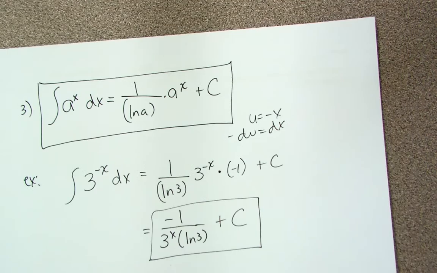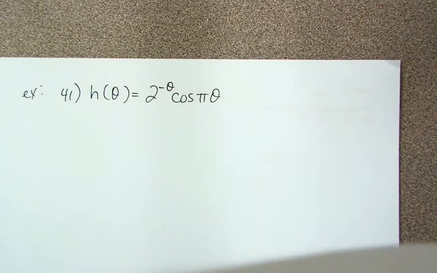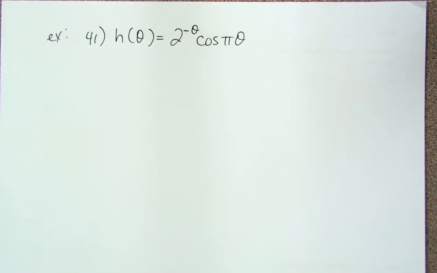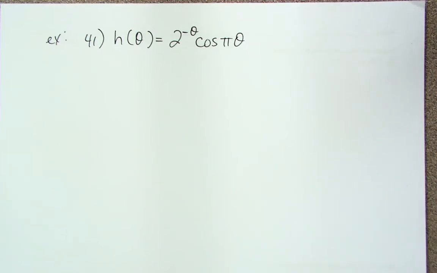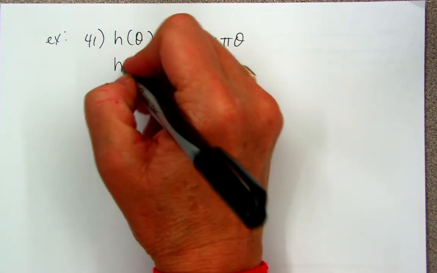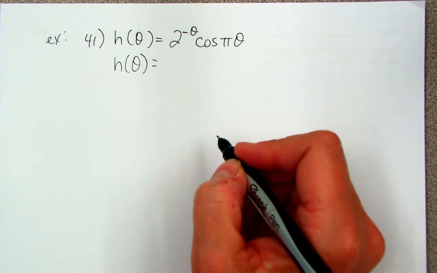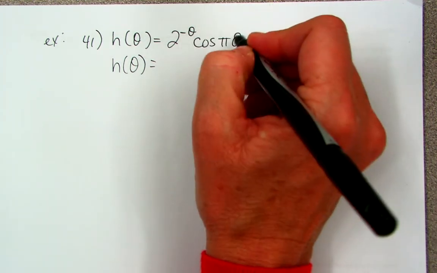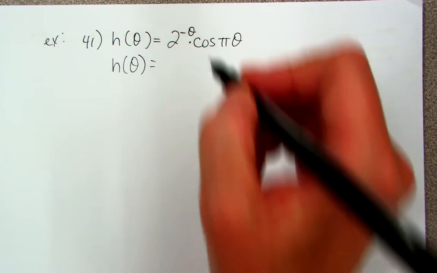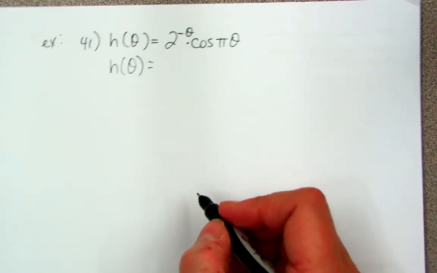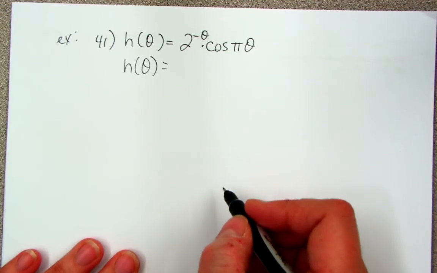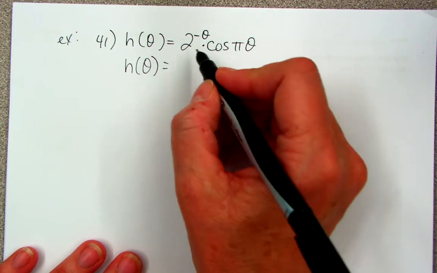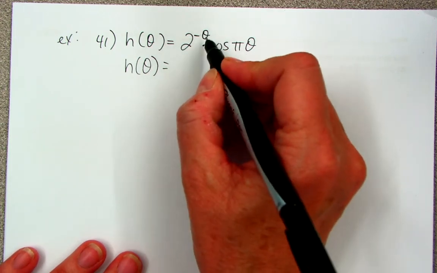So let's go ahead and try a couple of problems. Number 41. I just want you to find the first derivative. Let's take that first derivative. Well, I have the variable here and I have a variable here, so there are two functions being multiplied together. That means I'm going to have to do the product rule. And so I'm going to take the derivative of this.